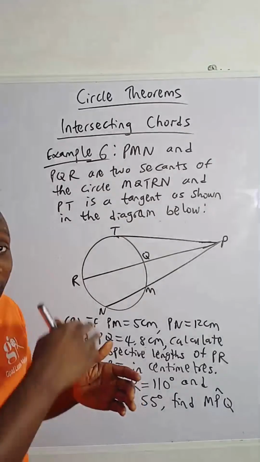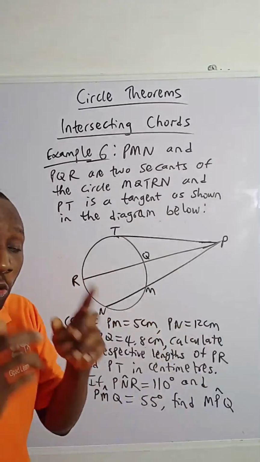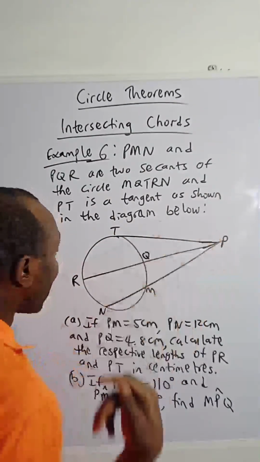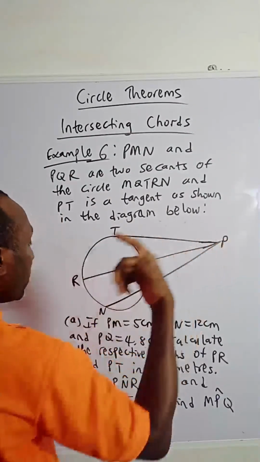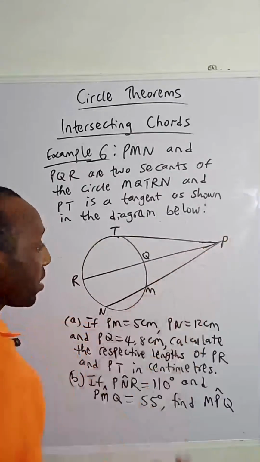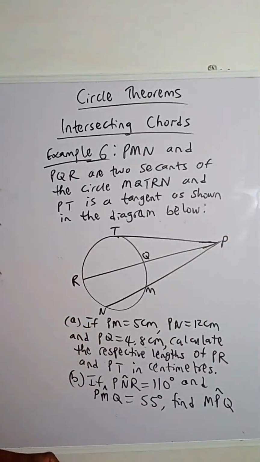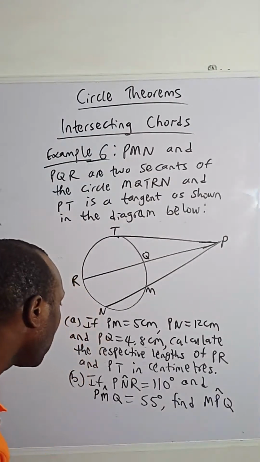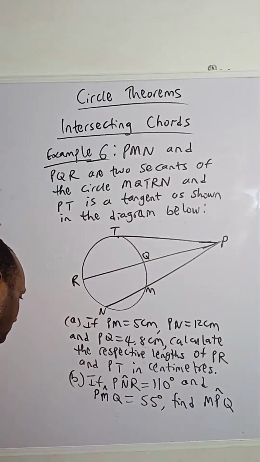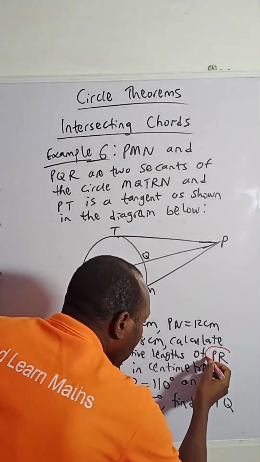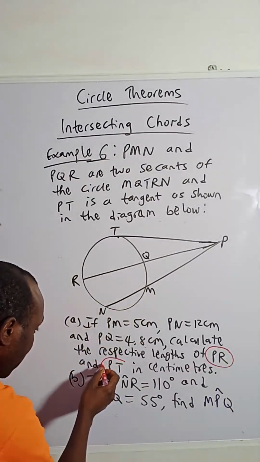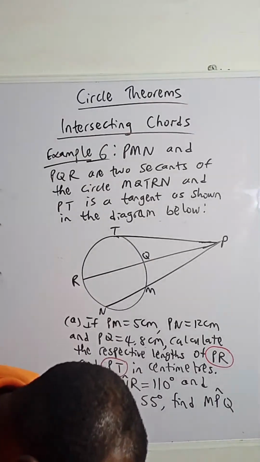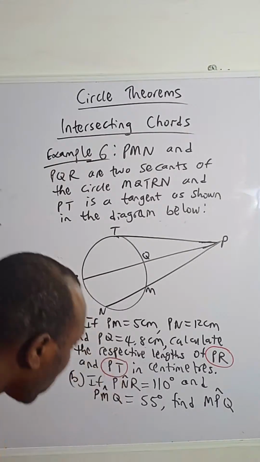You know what to do when you have a tangent and a secant. You know what to do when you have 2 secants. We've done this before, okay? This is a tangent. TP is a tangent. RP is a secant. NP is a secant. You know what to do. Okay, so let's start first of all by getting what? We're trying to get PR first of all. After that, we'll now get what? PT. Who wants to help us out with the first one? Who wants to help us with PR?